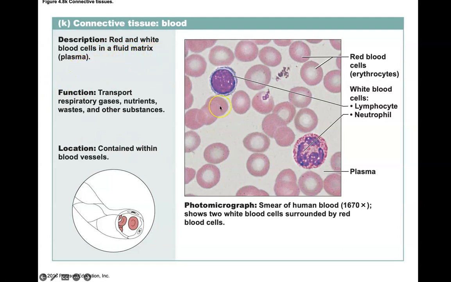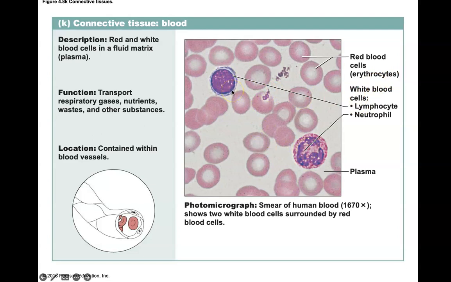Our cells for blood as a connective tissue are either our red blood cells, which in anatomy and physiology we more formally call erythrocytes. Erythro means red, cyte means cell, so literally red blood cells. Then we also have your leukocytes. Leuko means white, again, cyte means cell. So our leukocytes are our white blood cells.